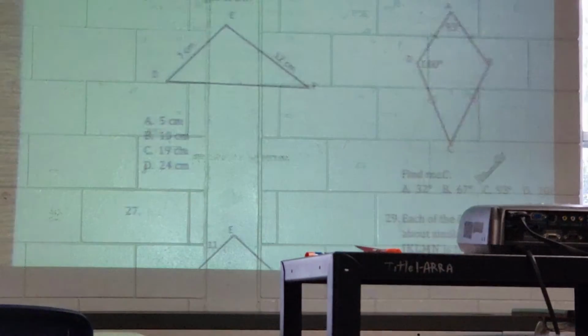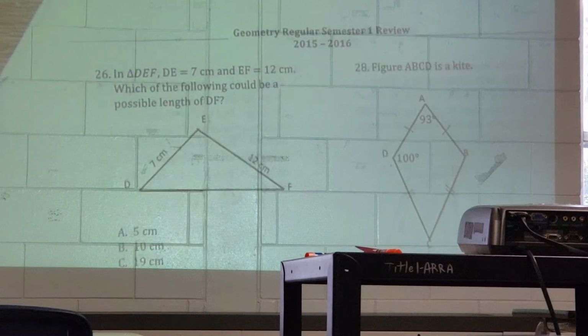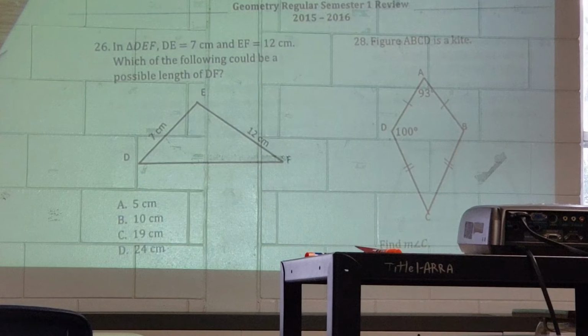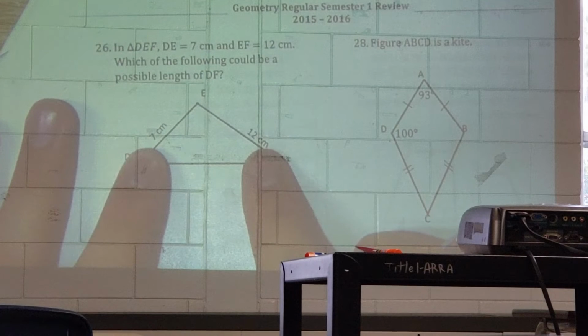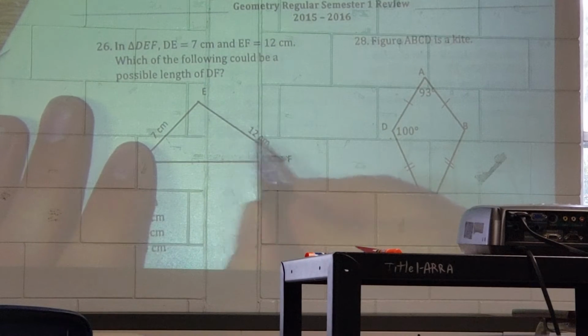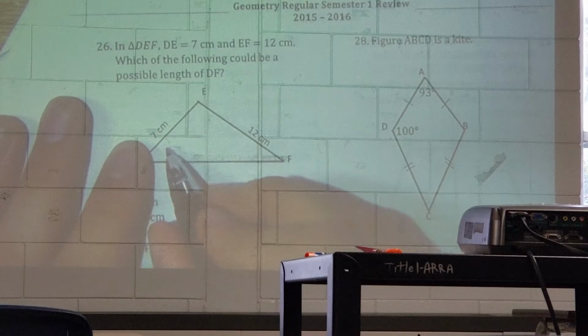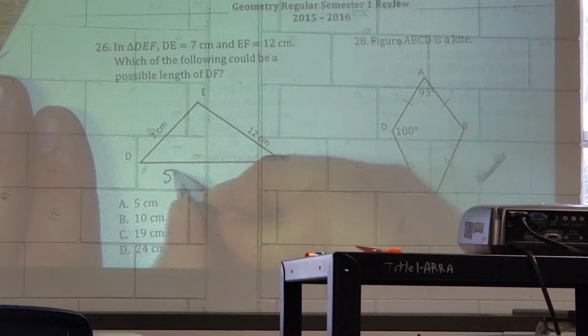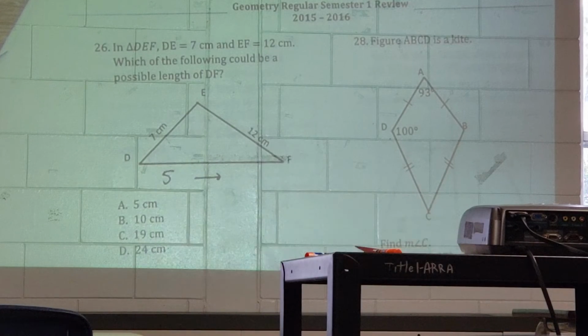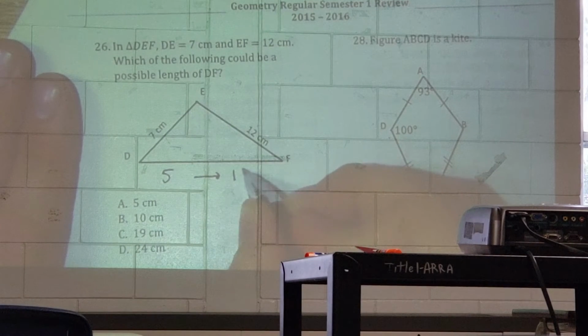Next up is 26. 26 says, in triangle DEF, DE is 7 centimeters and EF is 12 centimeters. Which of the following could be a possible length of DF? This is where we use the triangle inequality theorem. All we do is subtract these numbers and add these numbers to find a valid range. So 12 minus 7, I get 5. And to get the highest number it could be, we add them together. 7 plus 12 gives me 19.